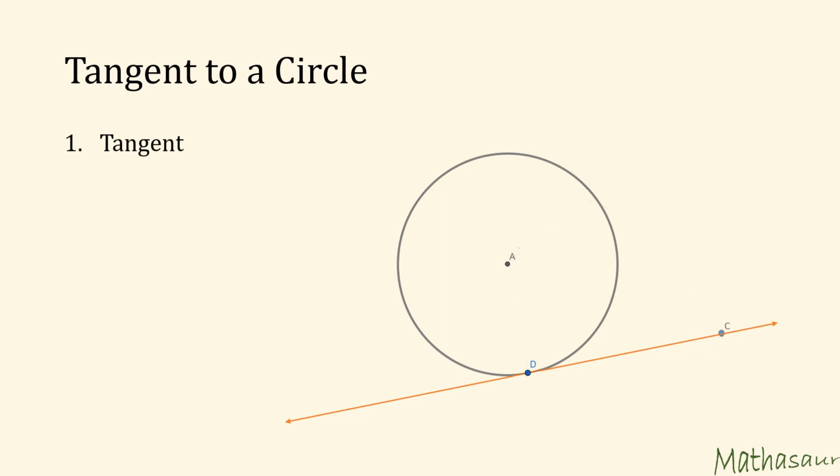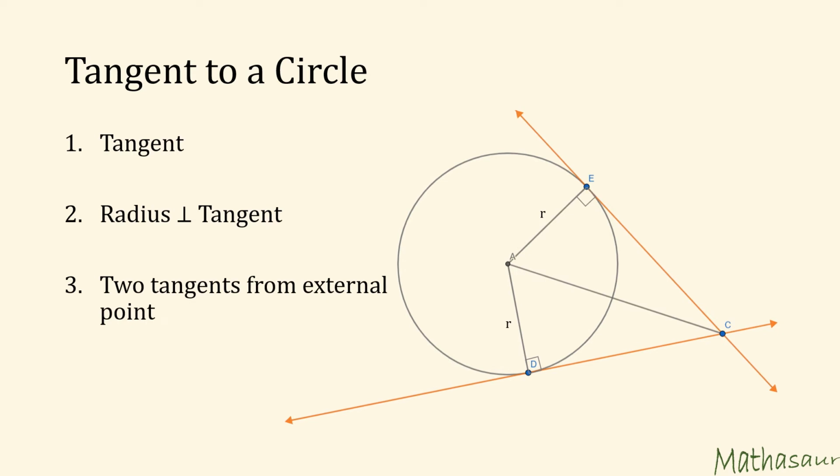So we just saw a few interesting things. A line that touches the circle at exactly one point is known as a tangent to the circle. And the radius that is drawn from this point of contact is perpendicular to the tangent. Two tangents can be drawn from the point C on the given circle.